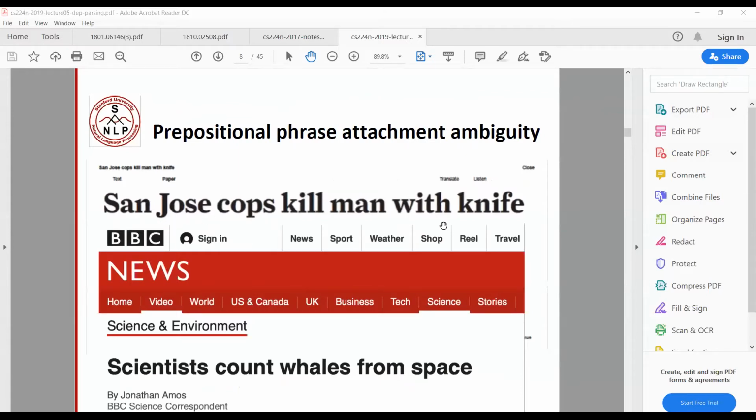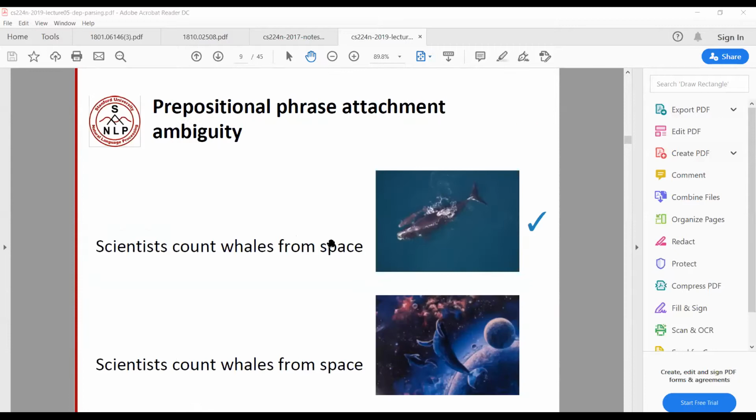San Jose, cops kill man with knife. There are two ways to interpret the sentence. You can say that the cops killed a man that had a knife, or that the cops killed a man with their knife. Scientists count whales from space. That could mean they're using satellite imagery to count whales, or they're counting whales that are coming in from space. So he's making the point that the meaning of a sentence is sometimes ambiguous.